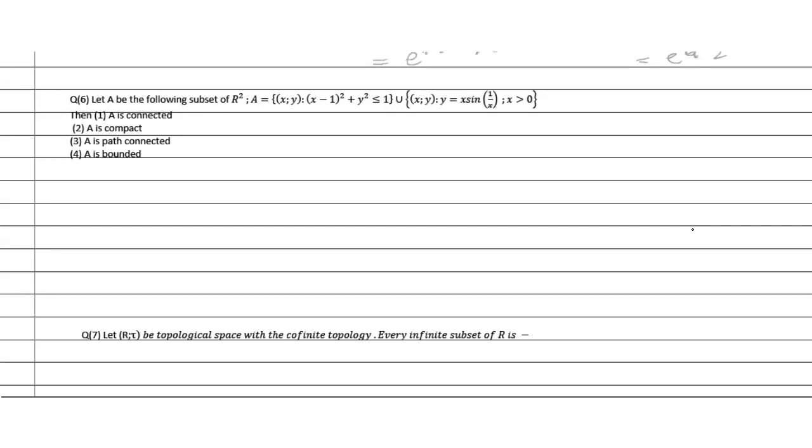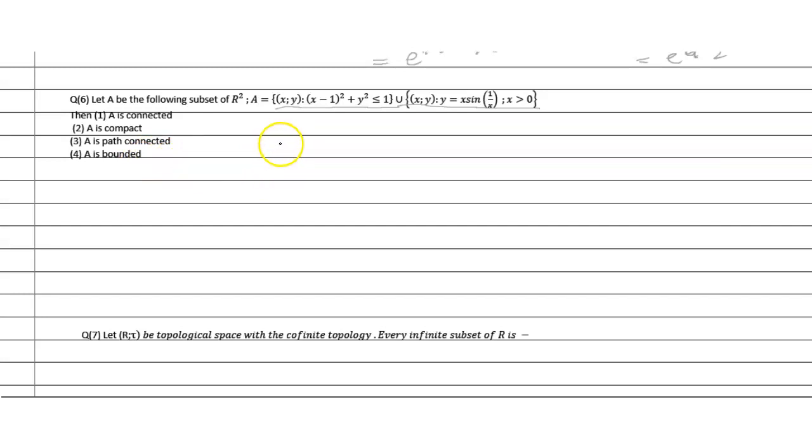Let A be the following subset of R squared: A equals the set of (x, y) such that (x minus 1) squared plus y squared equals 1, union the set of (x, y) with y equals x sine 1 by x. Then A is connected, A is compact, A is path connected, A is bounded.